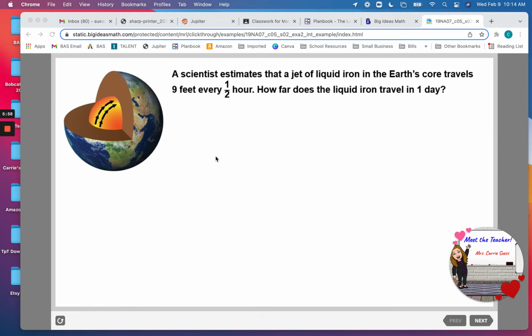All right. A scientist estimates that a jet of liquid iron in the Earth's core travels 9 feet every half hour. How far does the liquid travel in one day? Okay, so you hear 9 feet every half hour. We need to make this a unit rate. This is a rate, right? So how would I put that? Go ahead, Joaquin. Don't you go like 9, and then you do 1/2 under it? Yep. And then for number 1, you go like that.